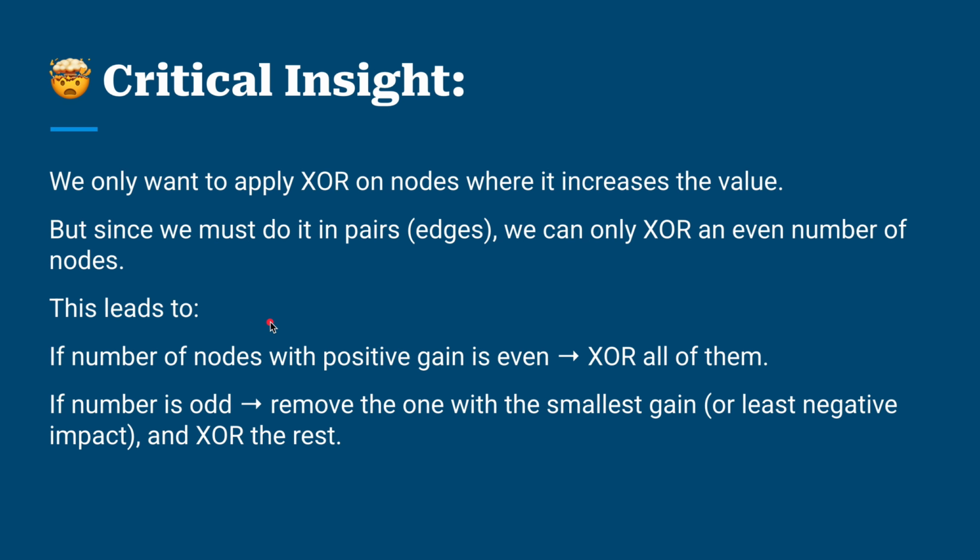So what is the critical insight? We only want to apply XOR on the nodes where it increases the value, but since we do it on pairs via edges, we can only XOR an even number of nodes. So this leads to: if there is a number of nodes with positive gain, we apply the XOR to all of them. If the number is odd, remove the one with the smallest gain, or the least negative impact, and XOR the rest.